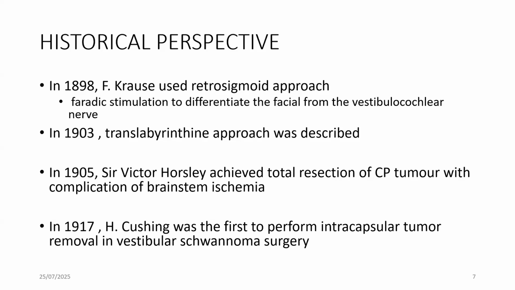In 1905, Sir Victor Horsley achieved total resection of a CP angle tumor, but the surgery was complicated by brainstem ischemia. In 1970, Harvey Cushing was the first to perform intracapsular tumor removal in vestibular schwannoma surgery, and this significantly improved the morbidity and mortality following CP angle surgery.